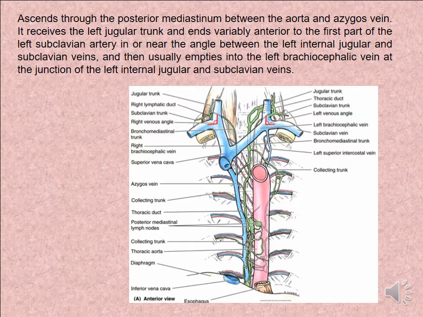Ascending through the posterior mediastinum between the aorta and the azygos vein, it receives the left jugular trunk, and its end is variable, anterior to the first part of the left subclavian artery, in or near the angle between the left internal jugular and subclavian veins. It usually empties into the left brachiocephalic vein at the junction of the left internal jugular and subclavian veins.